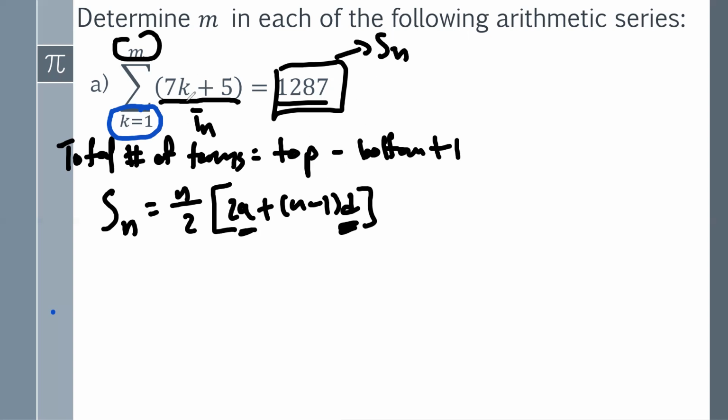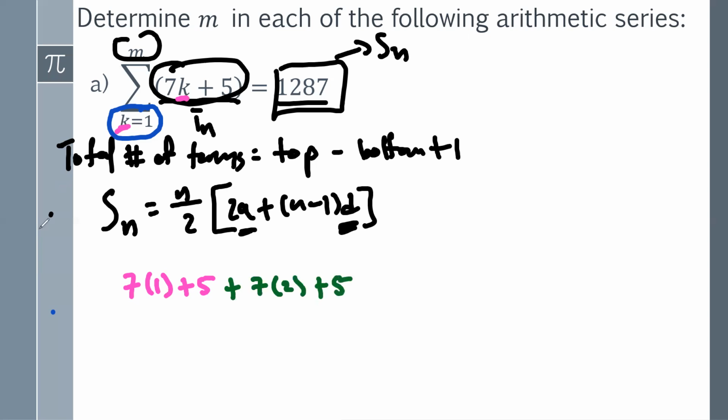To find out what A is, we have to expand this. And how do we expand? We're going to start substituting values of k in that equation from 1. As I said, finding the first 3 is usually enough. So 7 times 1 plus 5, take note, that's your first term. Your second term will be 7 times 2 plus 5. That is your second term. And the third term will be 7 times 3 plus 5, and so on, up to m.